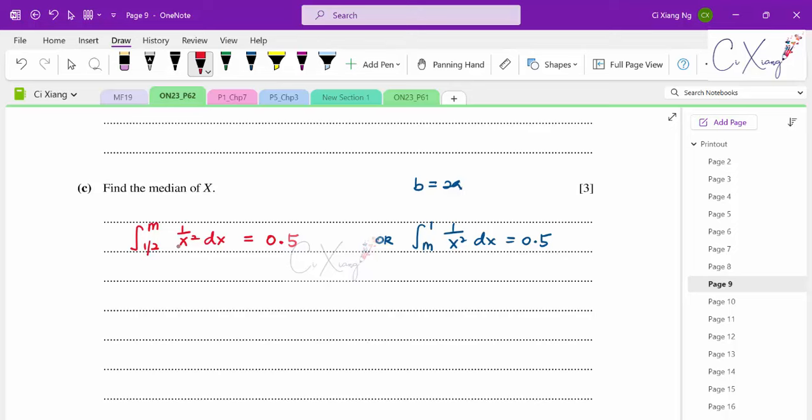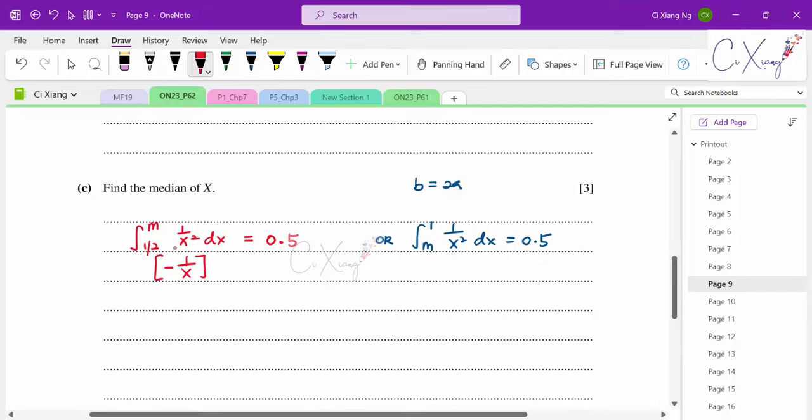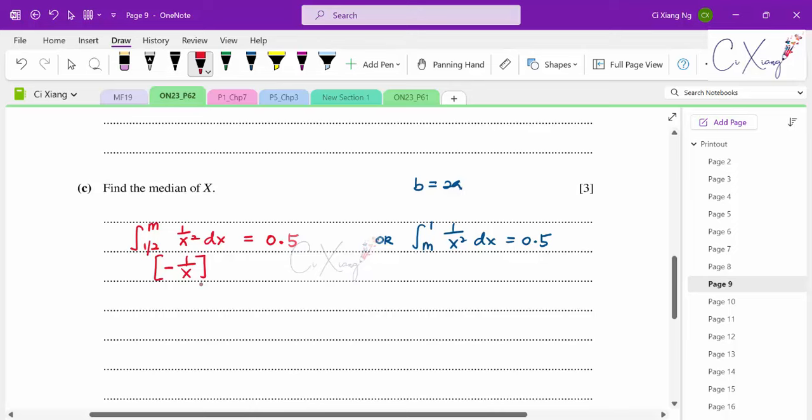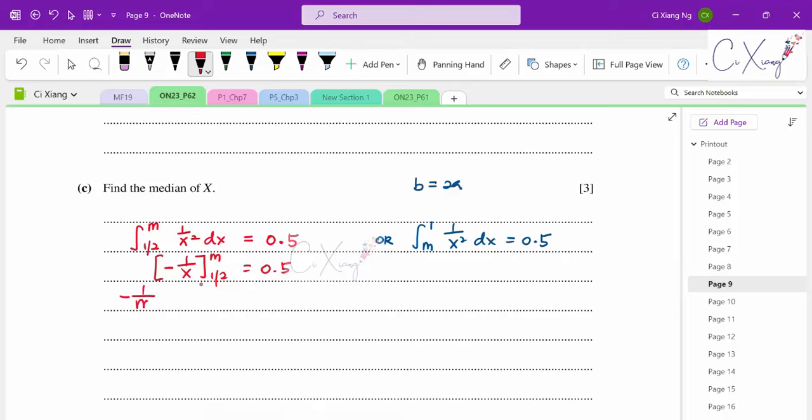x power negative 2 again. So I'm having negative 1 over x. The integration is exactly the same as what we have just now. Just that now my limit is m and also half, which equals 0.5. So I substitute the m in, I'm having negative 1 over m. Then minus, if I substitute the negative half inside the x, I'm having negative 2. So equals 0.5.